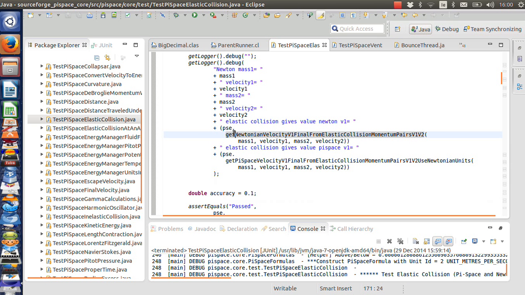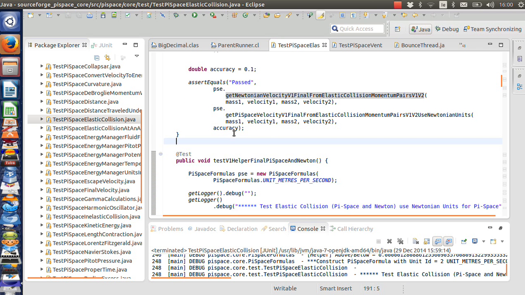If you look at the implementation of the code, I've had to use a big decimal to do it. The only small difference between the two formulas is that if you use the pi space formula, you'll notice that if you have two objects that are exactly the same mass and velocity colliding with each other, the result that you get back is 0. So in other words, there's zero exchange of energy between the two, there's no differential.